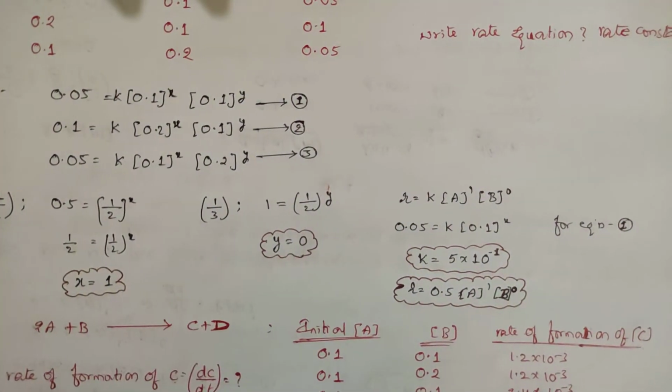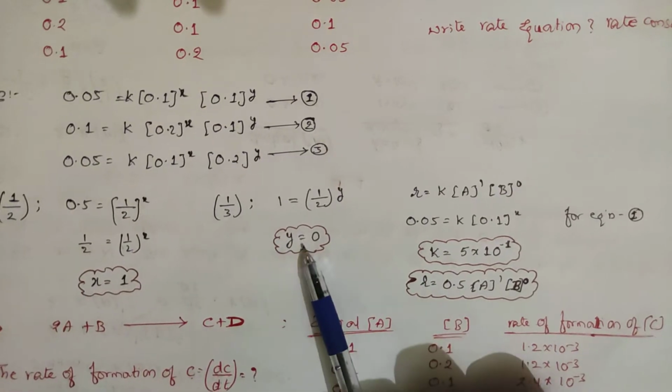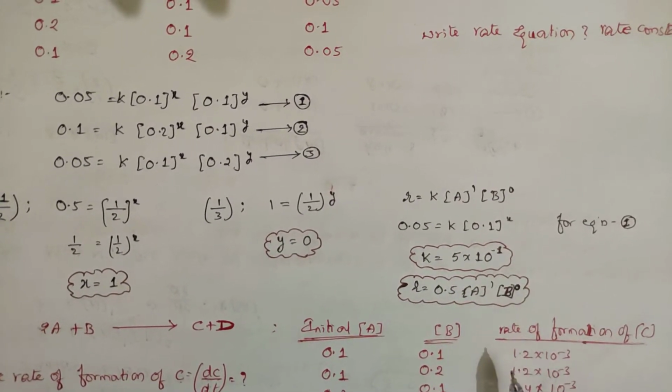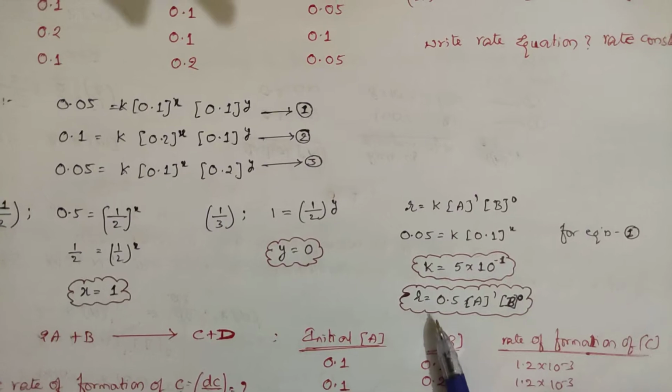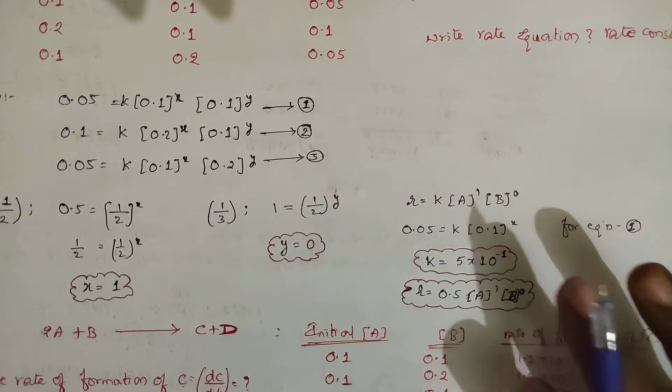This is the pattern of doing the answer. The order x will be equal to 1, y is equal to 0, k is equal to 5 into 10 power minus 1. By substituting in equation 2, you will get r is equal to 0.5 into [A] power 1, [B] power 0.